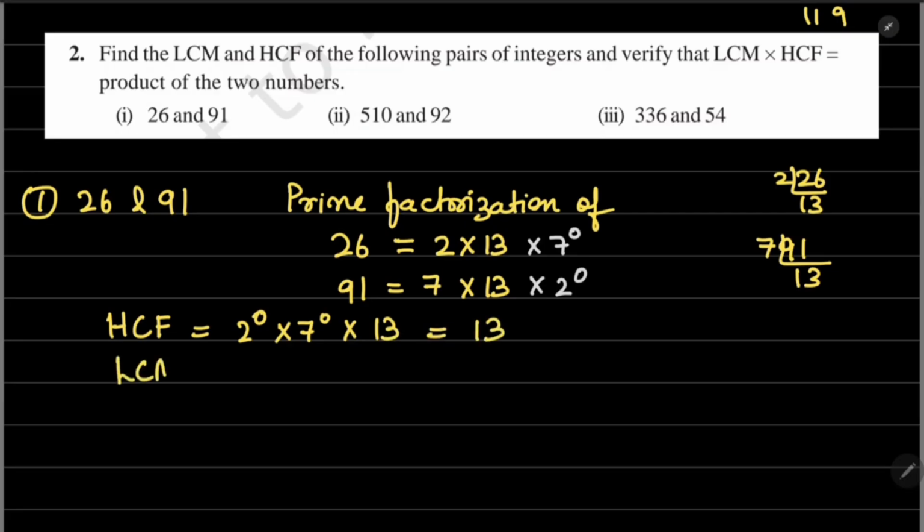And then LCM, you have to take the highest power of all the factors. So for 2, the highest power is 2 raised to the power 1. For 7, it is again 7 raised to the power 1. And 13, it is 13.